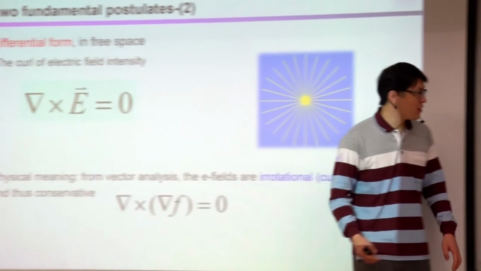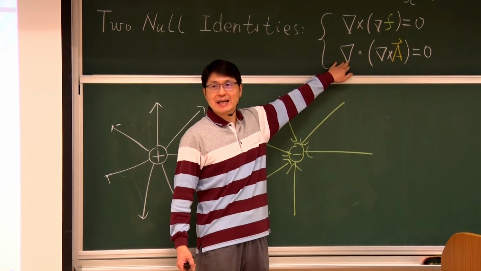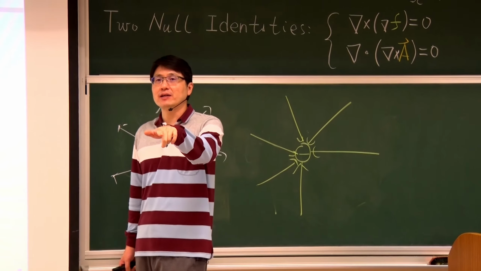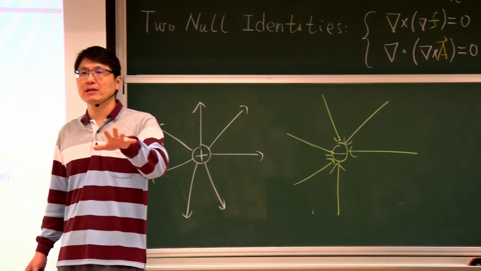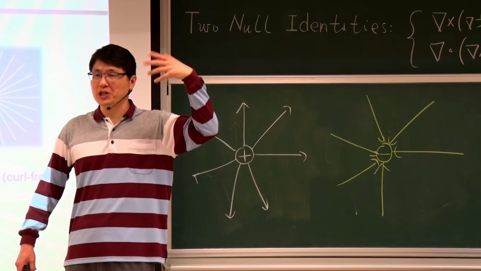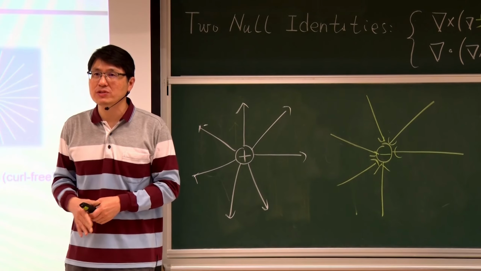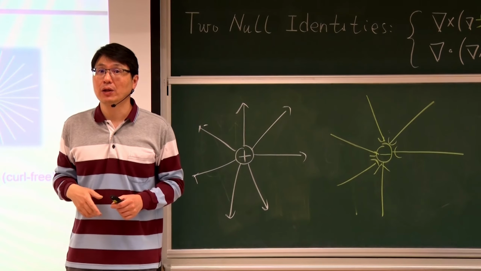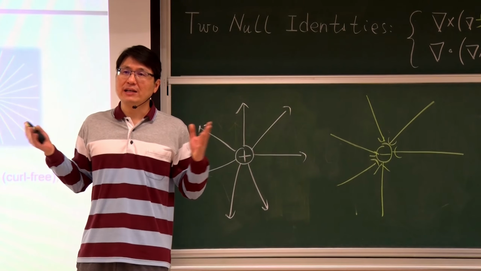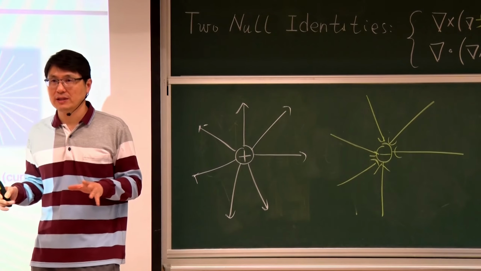Magnetic field, on the other hand, is directly related to the second null identity. So if you understand my lecture contents, you should have a physical picture now. E fields are radiating out. Magnetic fields are circulating. Straightforward. Vector analysis is telling you a lot about our world.